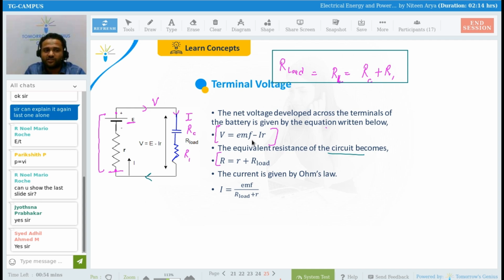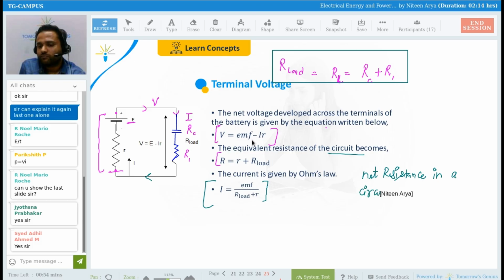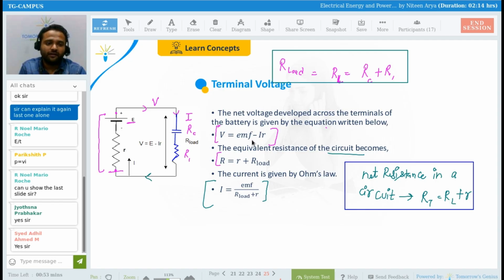In general, internal resistance is most of the time connected in series. So the current is given by Ohm's law, which is I equals EMF divided by r plus R load, because the net resistance or total resistance in a circuit is R total, which is again R_L plus internal r. Simple basic things. And the combination can be more complicated, like circular, triangular, so many things. Is this clear, everyone?